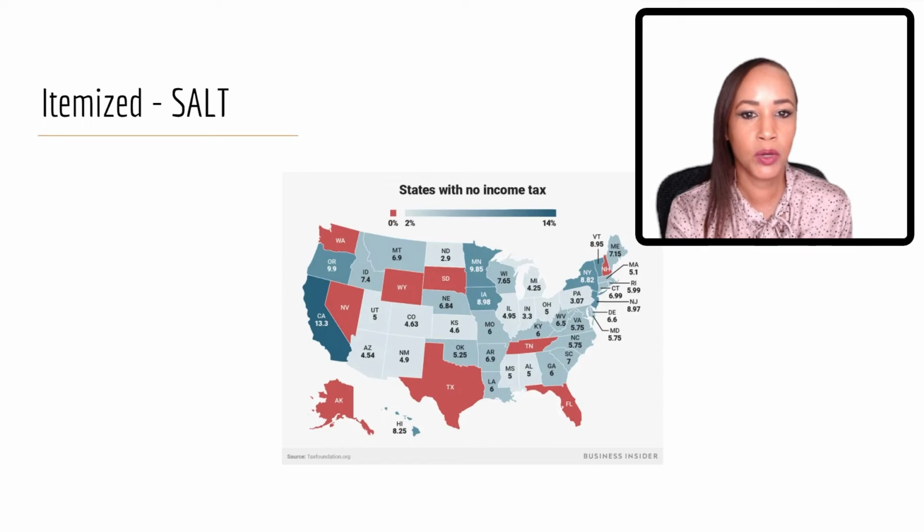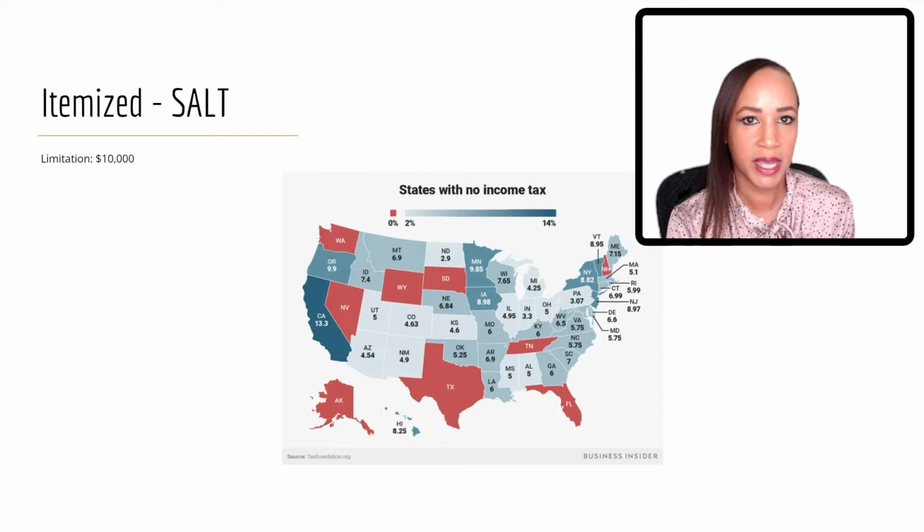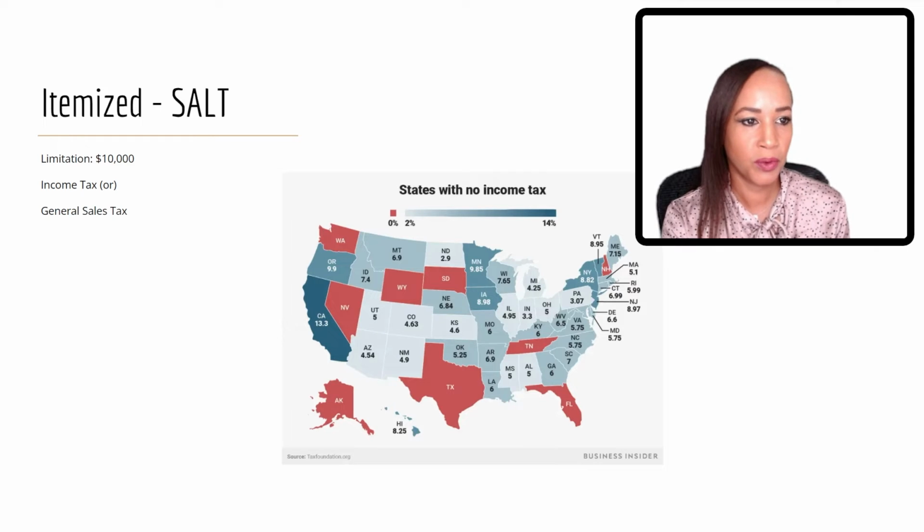SALT, state and local tax, okay? So there is no limitation on the total of itemized deductions, but there is a limitation in the total of state and local taxes that you can deduct, and that is going to be $10,000. So that's going to be your income tax or the general sales tax.